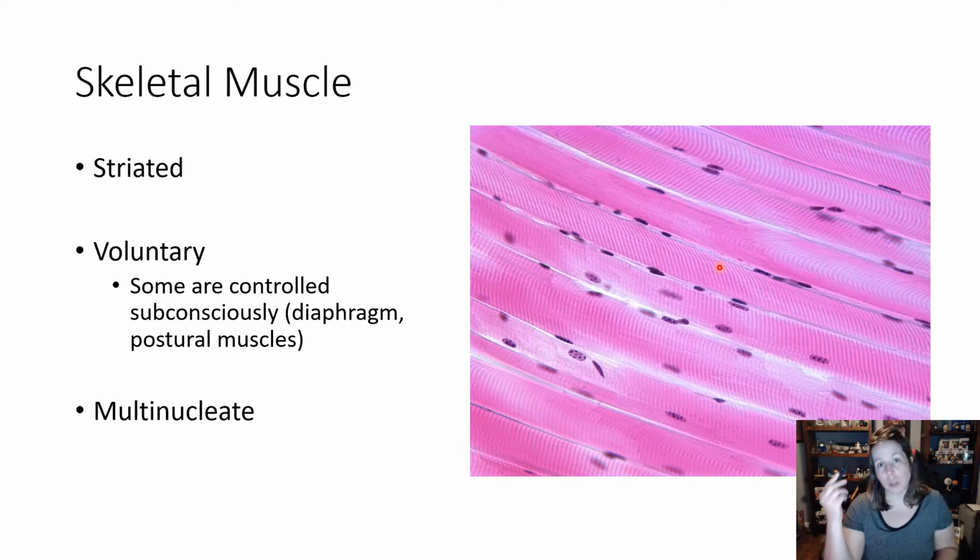There are some that we don't think about. So the ones that you're using right now to keep your back upright while you're watching this video, you're not consciously telling your abdominal muscles or your back muscles to contract at the right tension so that you can maintain posture. They just happen. Same thing with your diaphragm. We can consciously control the rate of our breathing, like you do in yoga or when you're doing meditation, but most of the time we're not consciously telling our diaphragm to contract and relax every time we take a breath. So that's also under subconscious control. Another thing about skeletal muscle is it's multinucleate. So you can see a bunch of nuclei inside the skeletal muscle.